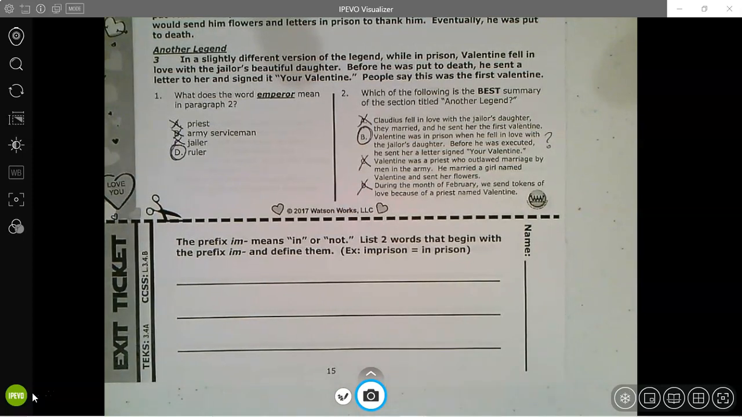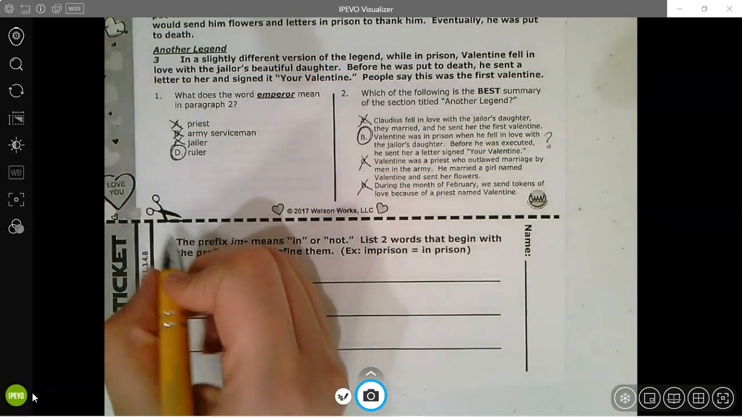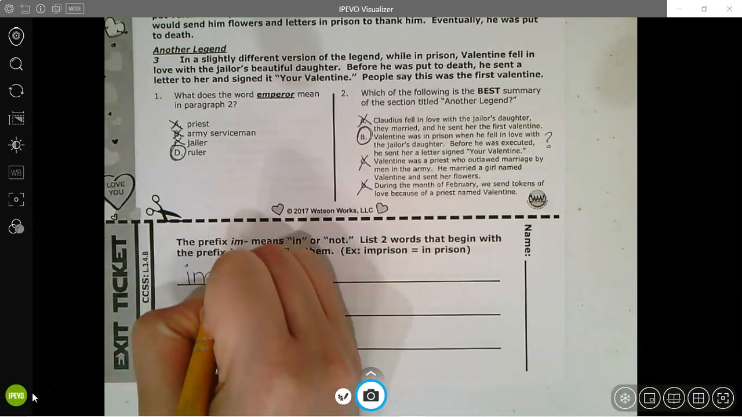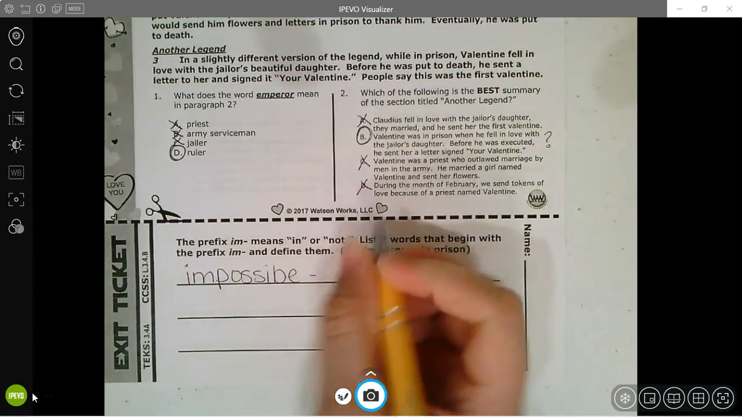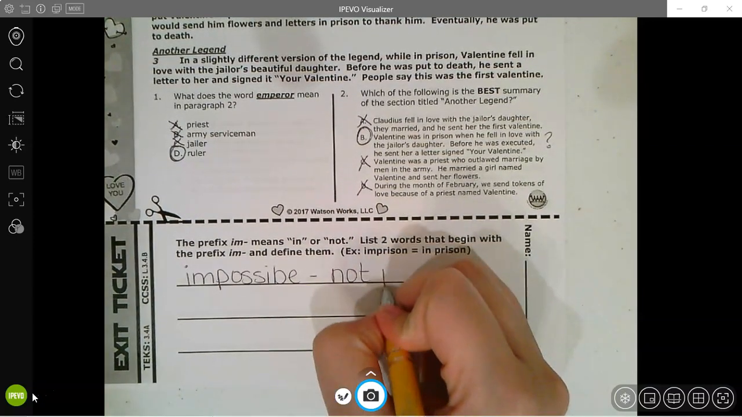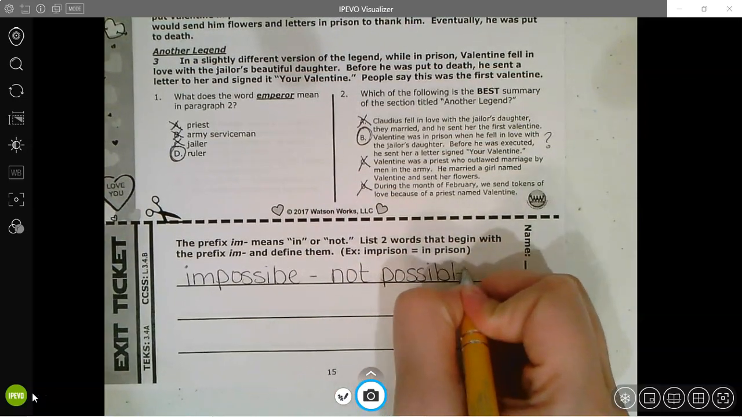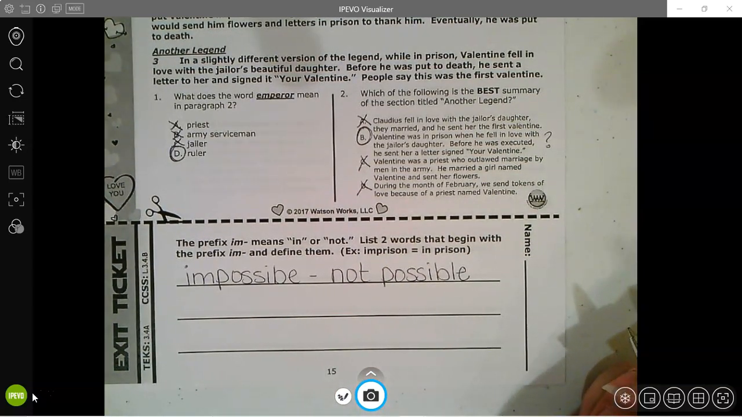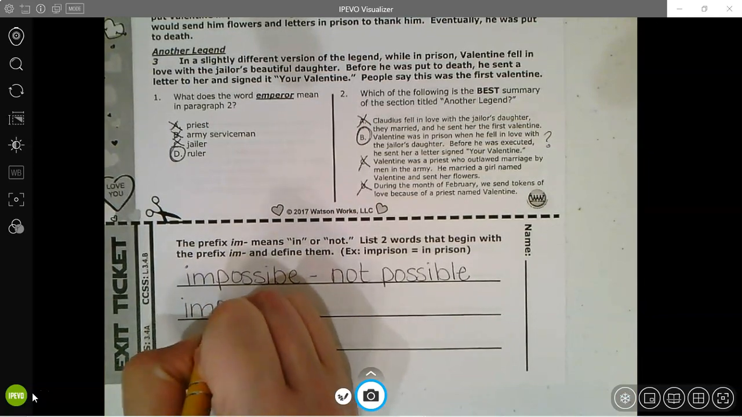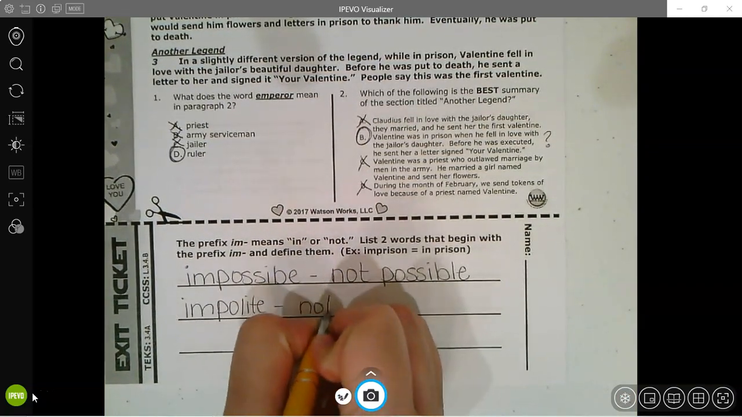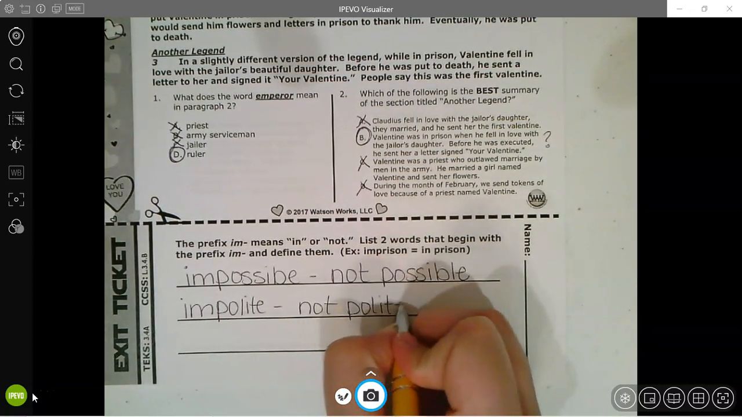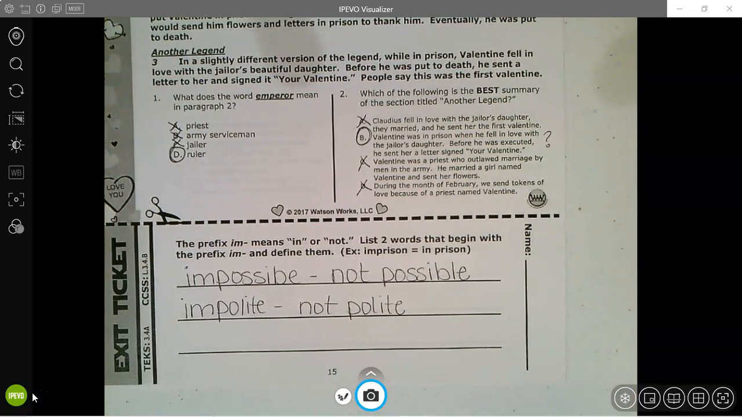So some of the other ones that I found were, let me see where I have them. So impossible. When something is impossible, it is not possible. You cannot do that. Okay. And then impolite means not polite. He was impolite to the teacher. He was not polite to the teacher. Okay. All right, guys.